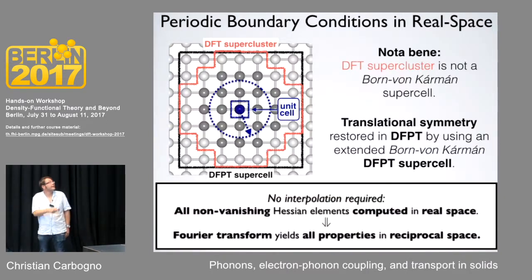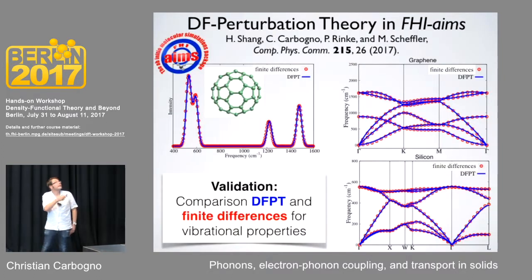And if you do that, then you get all non-vanishing Hessian elements in real space, and then you get all properties in reciprocal space just by Fourier transform, without interpolation, without truncating Fourier transformations, without any approximation. So here this gives you really all the couplings of each electronic state with each nuclei at once. So this gives you just an idea where you can apply that. You can do simple molecules, 2D and 3D, and this is just a validation that this kind of approach works.